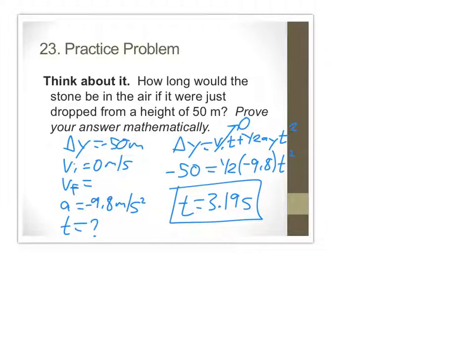This just mathematically emphasizes that idea that the vertical motion and the horizontal motion are independent of each other. It doesn't matter whether the stone is dropped or thrown at 7 meters per second horizontally. In both cases, we start with no initial velocity in the y direction. So in both cases, it's going to take the same amount of time to drop 50 meters regardless of what the initial velocity is in the x.